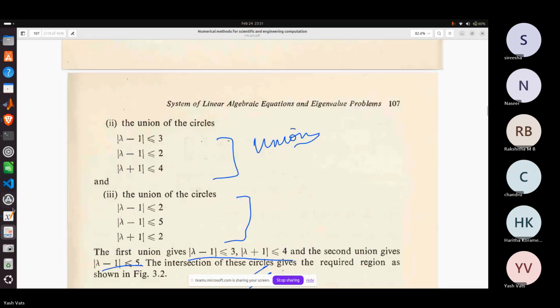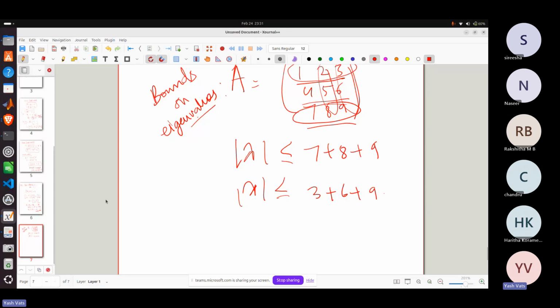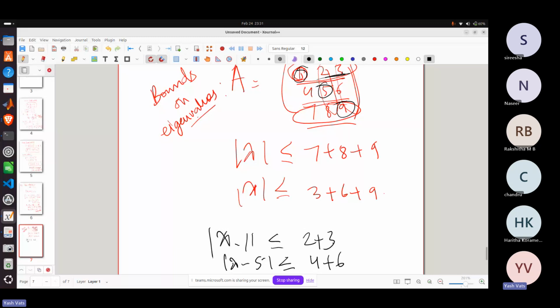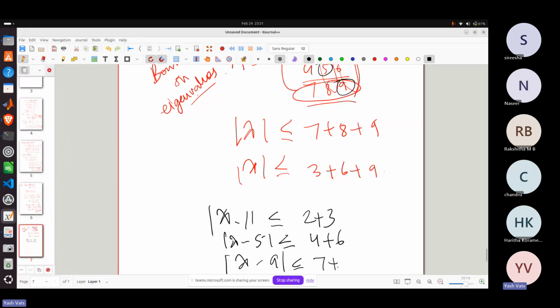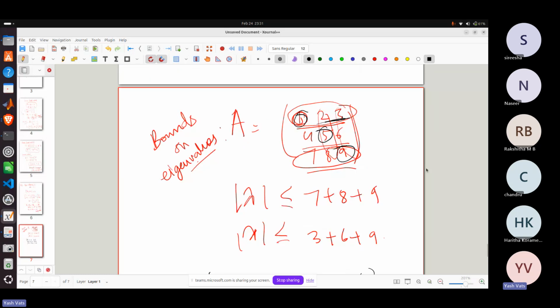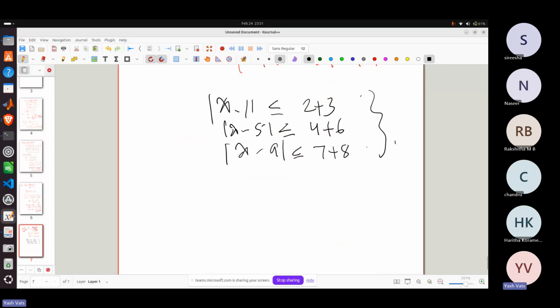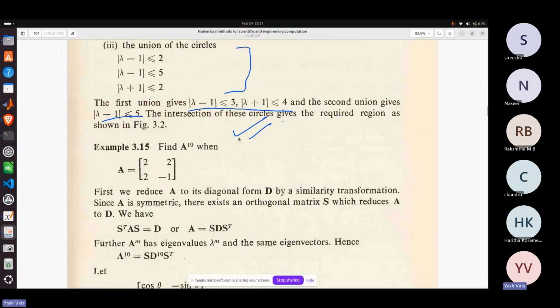The other thing it is saying is, just pick these entries and subtract from lambda: lambda minus 1 should be less than or equal to 3 plus 2. Lambda minus 5 should be less than or equal to 4 plus 6. And lambda minus 9 should be less than or equal to 7 plus 8. So these are other things. Similarly, you can do it for 4, 7, 2, 8, and so on. Then you take the intersection of these things, and it gives you the bounds.